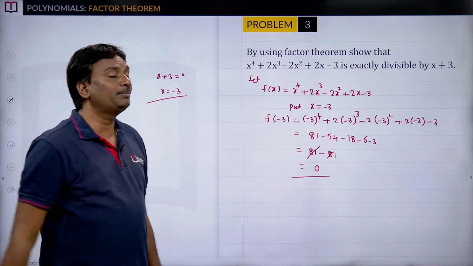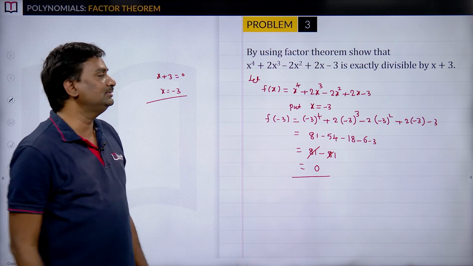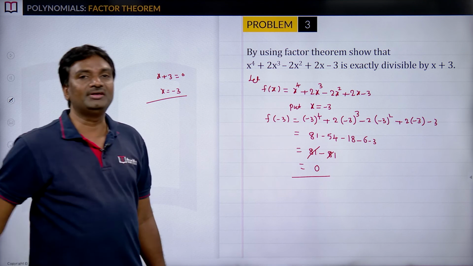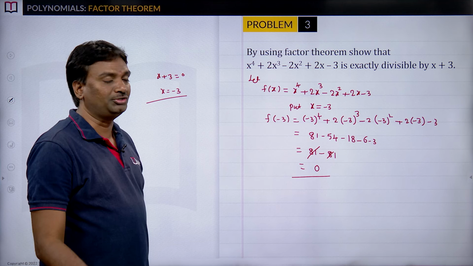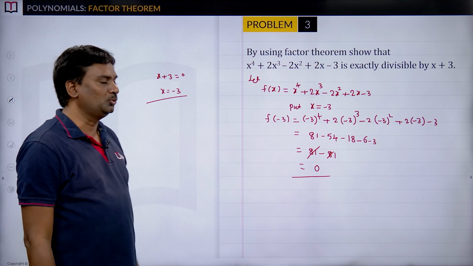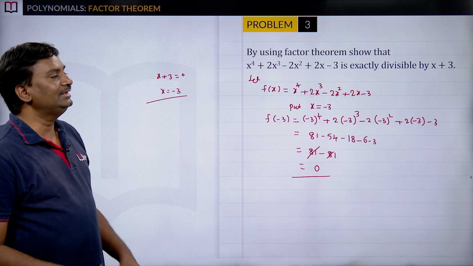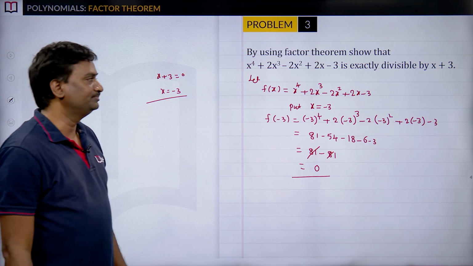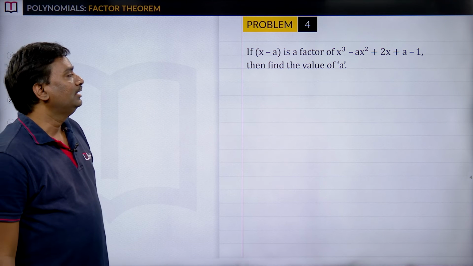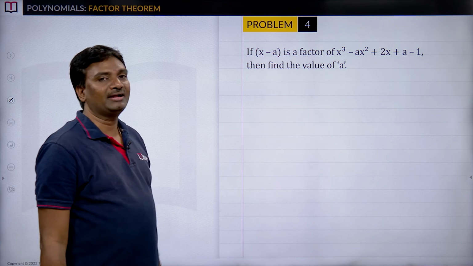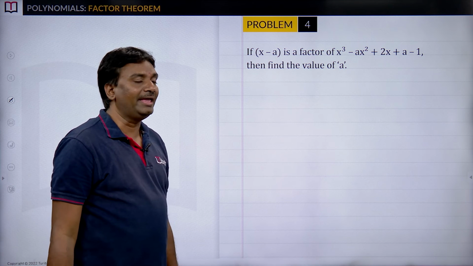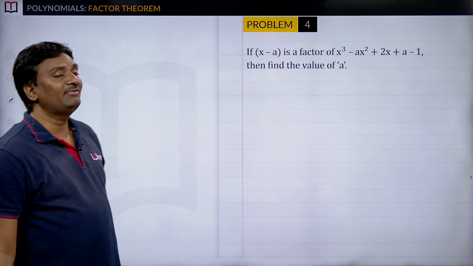So, we have proved this by using factor theorem, means in place of x I have taken minus 3. After simplification we got 0. So, that is why we can say the conclusion. Therefore, x power 4 plus 2x cube minus 2x square plus 2x minus 3 is exactly divisible by x plus 3. So, hope you understood. My next problem: if x minus a is a factor of x cube minus a x square plus 2x plus a minus 1, then find the value of a.